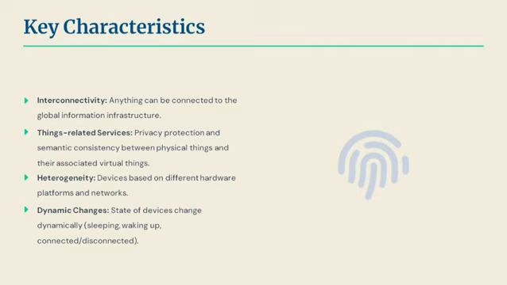To summarize the nature of IoT, we look at four key characteristics. Interconnectivity. Anything can be connected to the infrastructure. Then, thing-related services, ensuring privacy and consistency between the physical object and its digital twin. Heterogeneity. The system must handle devices from different platforms and networks. And dynamic changes. The system must adapt as devices sleep, wake up, or disconnect.